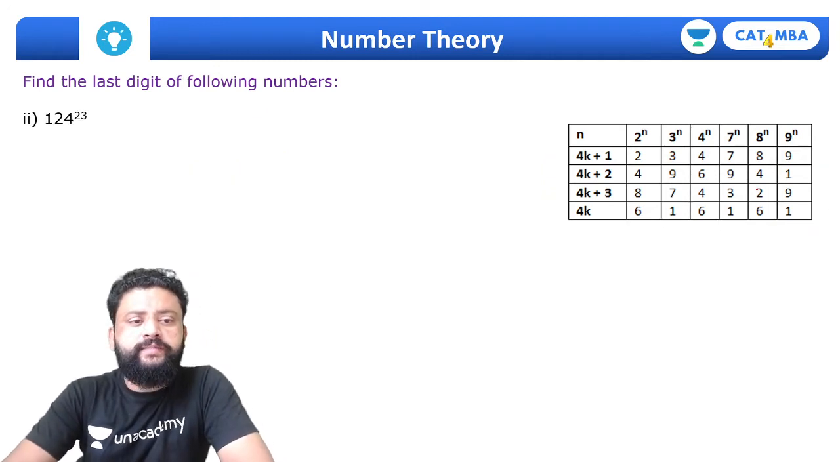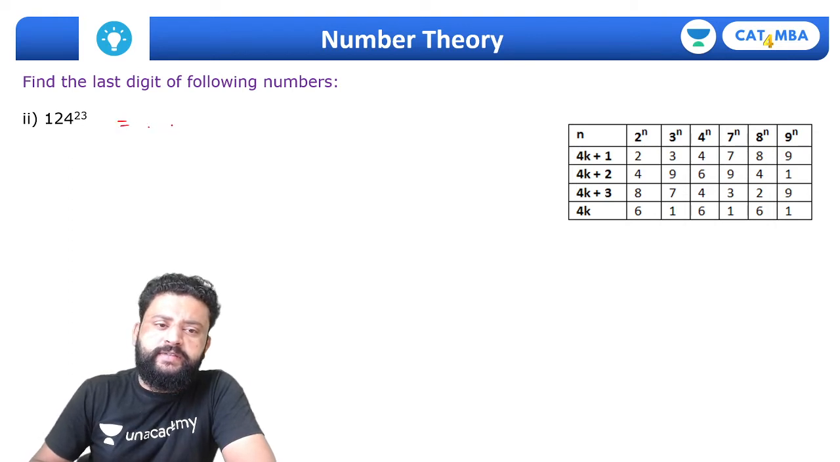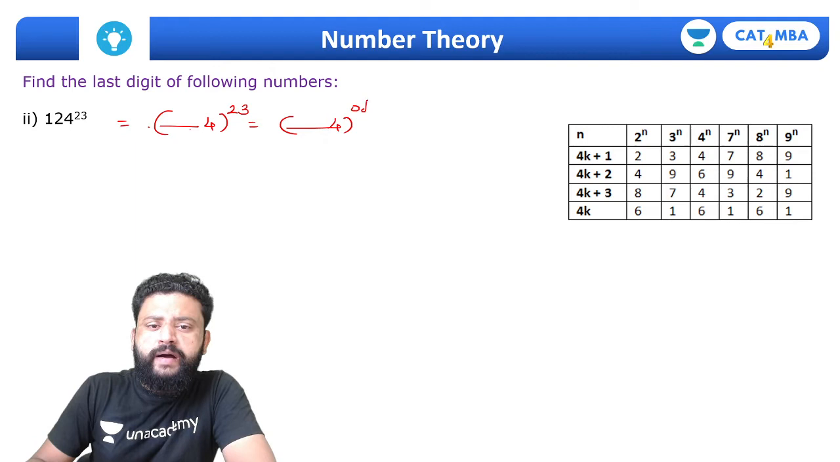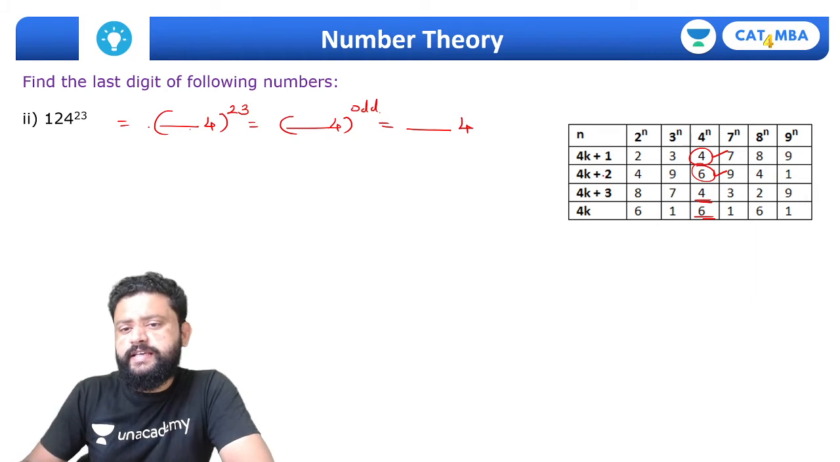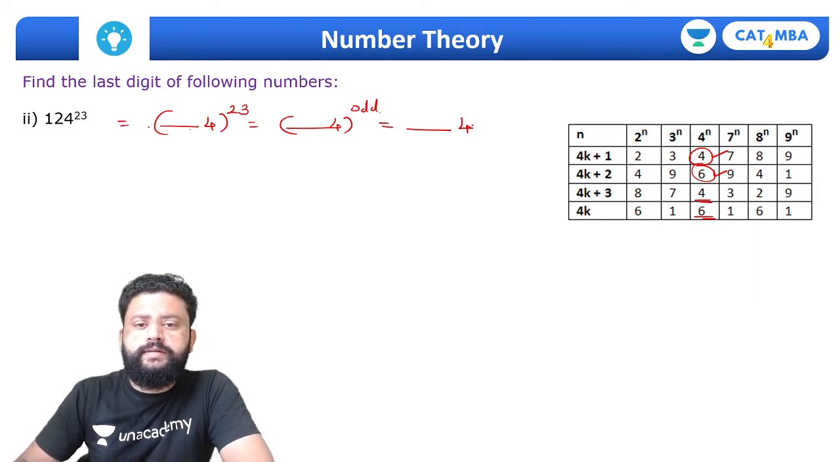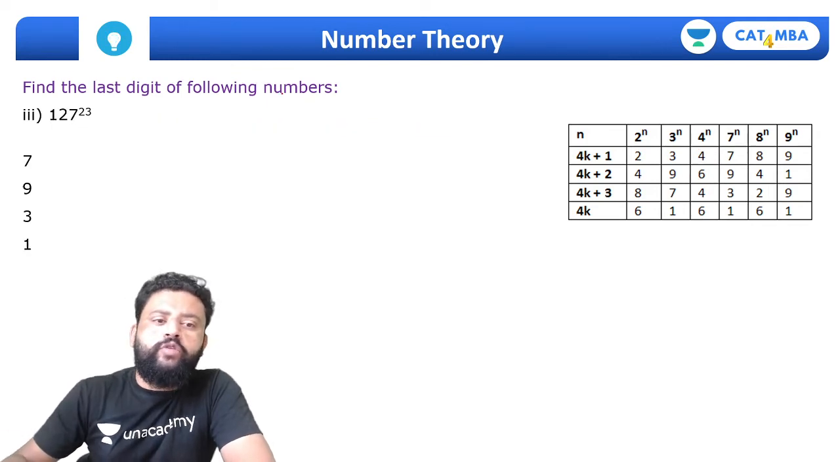Let's move to the next thing. 124 to the power 23. You can easily tell me the answer, because the number's last digit is 4 and the power is 23. So a number ending with 4 and the power is an odd number. So this number will definitely end with 4, because we know 4, 6. For odd power it is 4, for even power it is 6. Right? Let's move to the next.